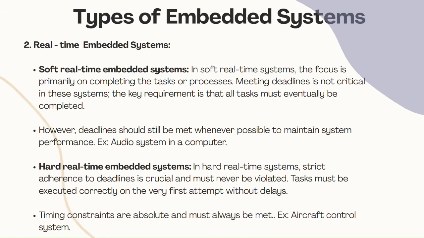Hard real-time embedded systems. In hard real-time systems, strict adherence to deadlines is crucial and must never be violated. Tasks must be executed correctly on the very first attempt without any delays. Timing constraints are absolute and must always be met. Example, aircraft control system.